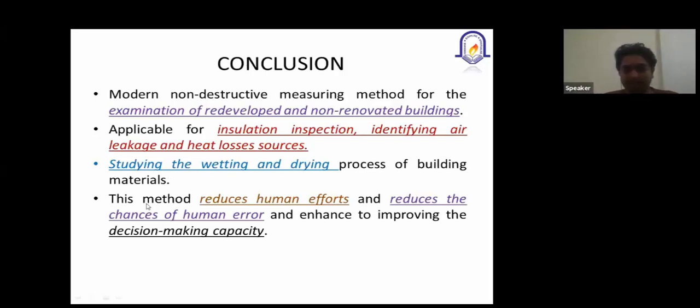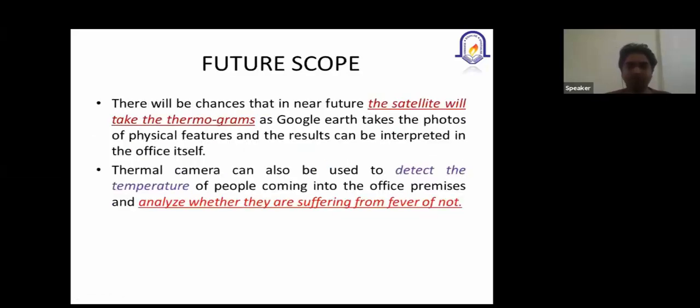This method reduces the human effort and reduces the chances of human error and helps to improve decision making capacity. As I have already stated, the human intervention is less in this case. Only 50% of the part involves human intervention. So it becomes easy and it reduces the human effort as well. Last is the future scope. Okay, these are the future scopes which I have stated.